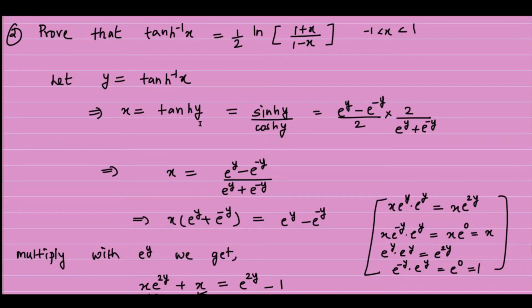Now tan hy is nothing but sin hy by cos hy. Now what is sin hy? We have studied in hyperbolic functions that sin hy is e raised to y minus e raised to minus y by 2, and cos hy is e raised to y plus e raised to minus y by 2. So this 2 will get cancelled. We will get x equal to e raised to y minus e raised to minus y whole divided by e raised to y plus e raised to minus y.